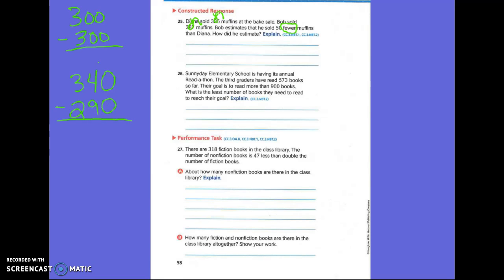Let's subtract that. 0 minus 0 is 0. 4 minus 9. Can't do that. So we come over here and regroup. 14 minus 9 is 5. 3. So how did he estimate? To the nearest 10. Okay, so write that down. Bob estimated to the nearest 10.